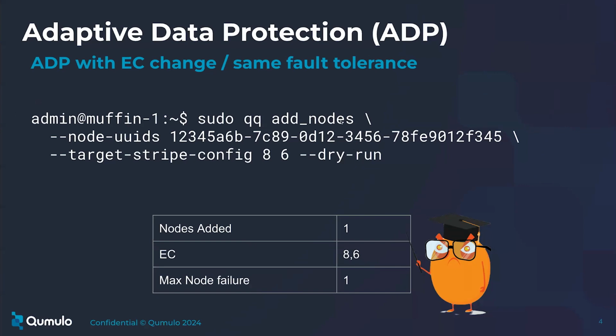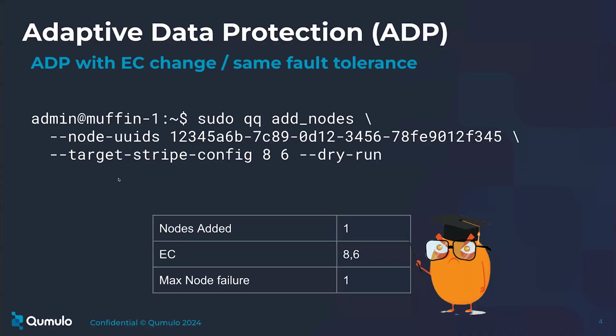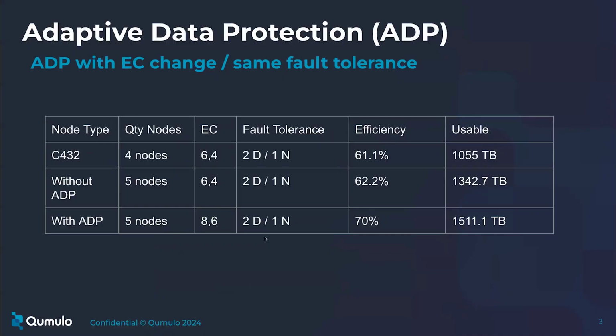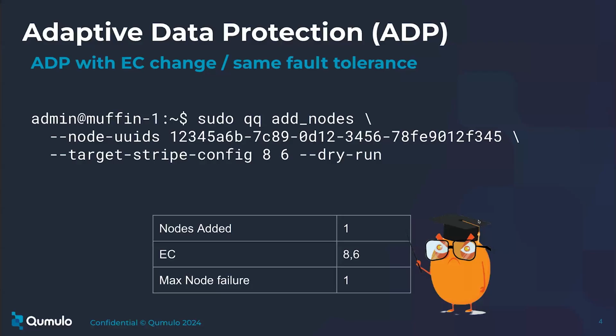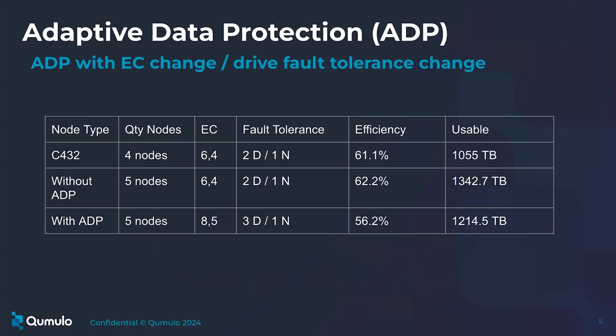So this here will give you what we're looking at here. This would give you this with ADP 5-node 8.6. 8.6 erasure coding, 70% efficiency, 1.5 petabytes usable out there. Pretty straightforward operation, not a whole lot going on there.